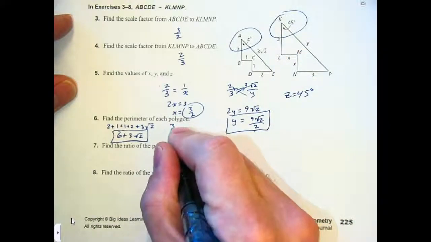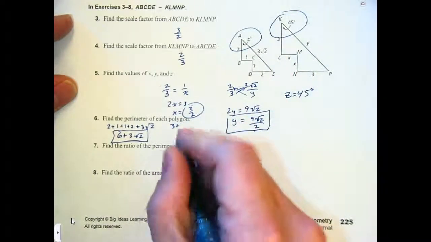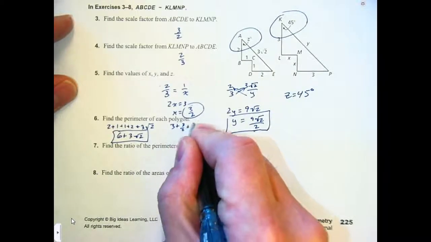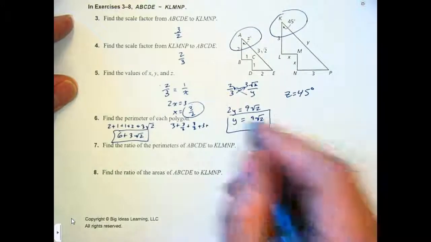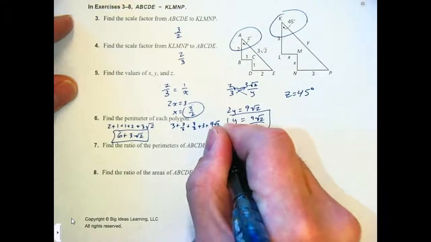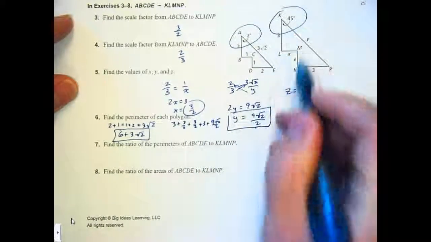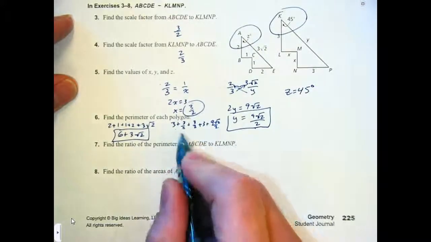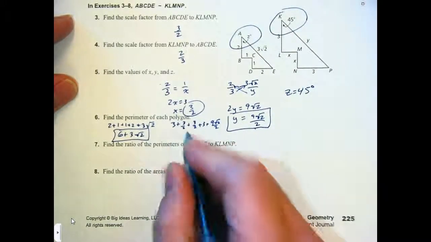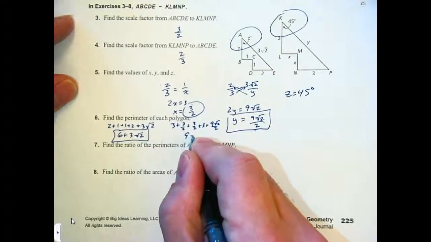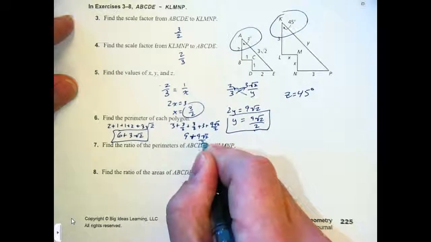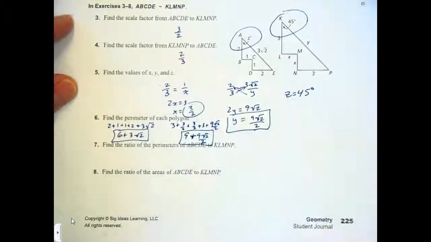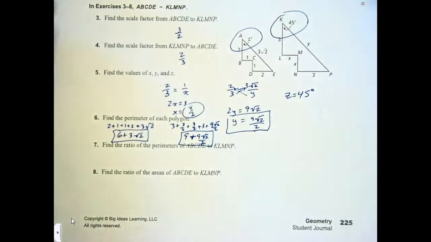So adding up all our sides. So 3 plus x we found was 3 halves. Plus 3 halves. Plus 3. Plus 9 root 2 over 2. Okay, we've got all of our sides here. That's 1 1/2. 1 1/2 is 3, plus 3 is 6, plus 3 is 9. So 9 plus 9 root 2 over 2. Well, that is not 18 root 2 over 2.